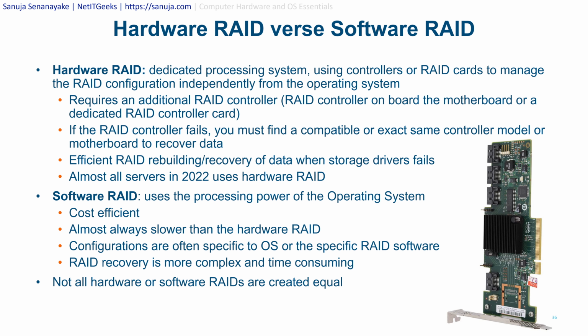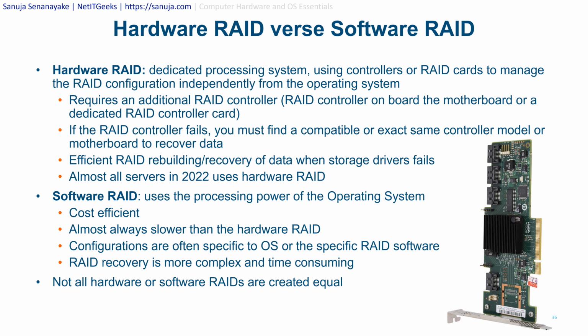Software RAID uses the processing power of the operating system. It is cost efficient, but almost always slower than hardware RAID in terms of rebuilding operations and configurations. And configurations are often specific to the operating system or the specific RAID software. RAID recovery is also more complex and time consuming, as it needs to use the operating system to configure those RAID options. So why would anybody use software RAID?